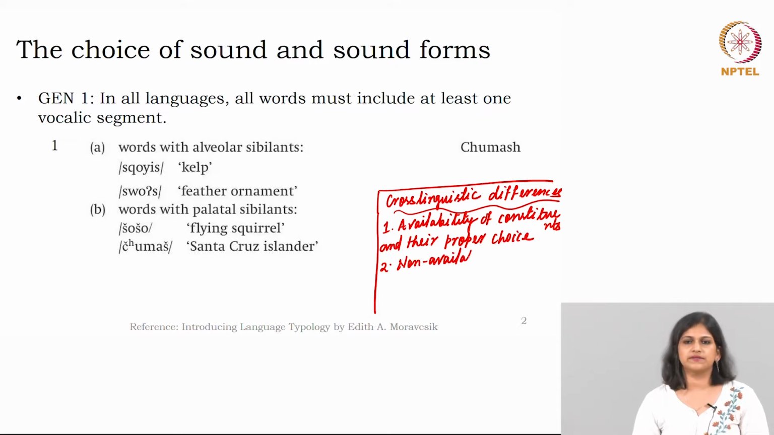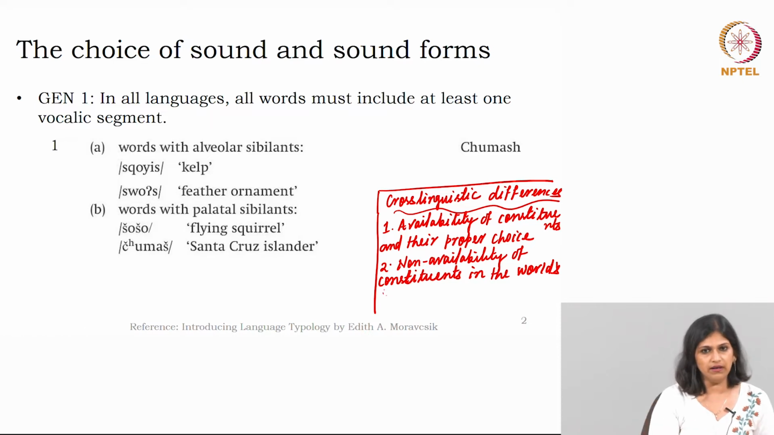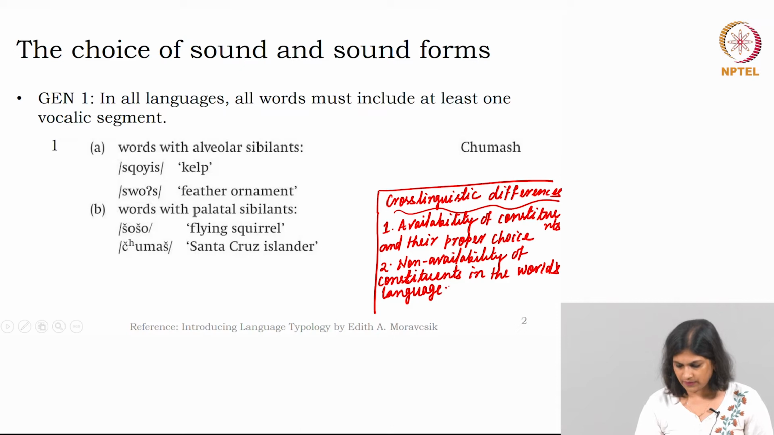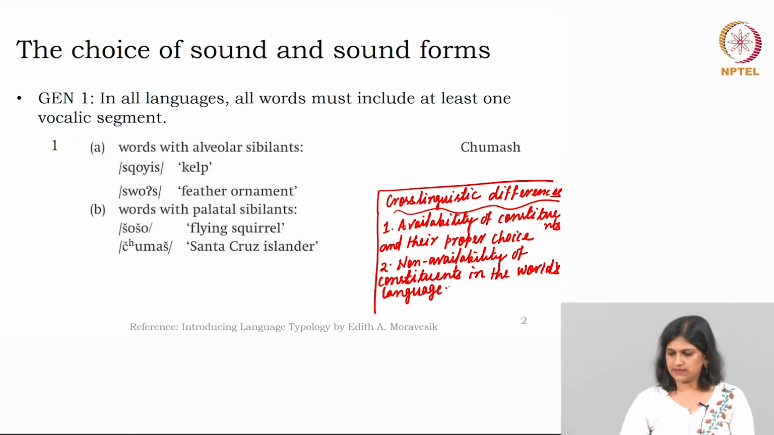And the second cross-linguistic generalization, we will talk about the examples in a while, is a type of constituent. This one concerns which constituents are available and which constituents are not available. So, these are the two things: availability and non-availability of constituents in the world's languages. These are the two major cross-linguistic differences that we find in the typology literature of linguistics.